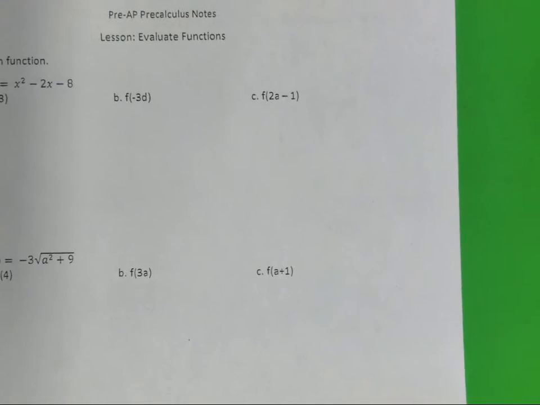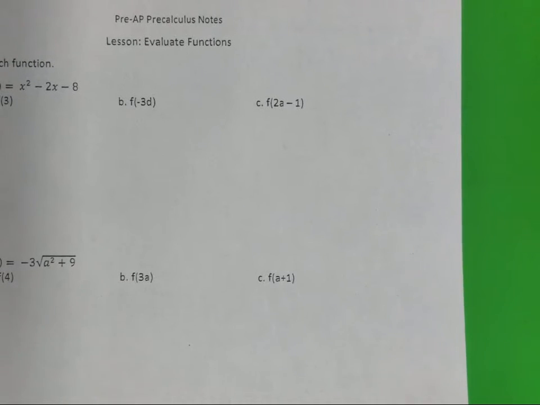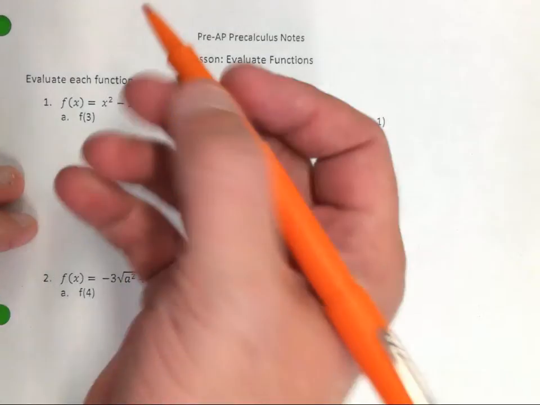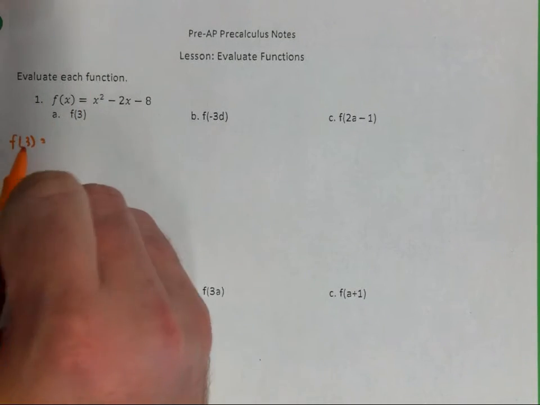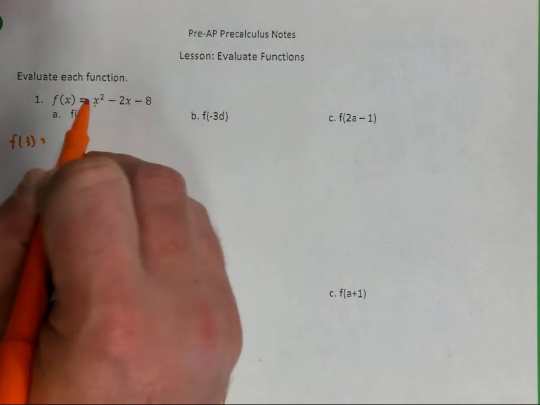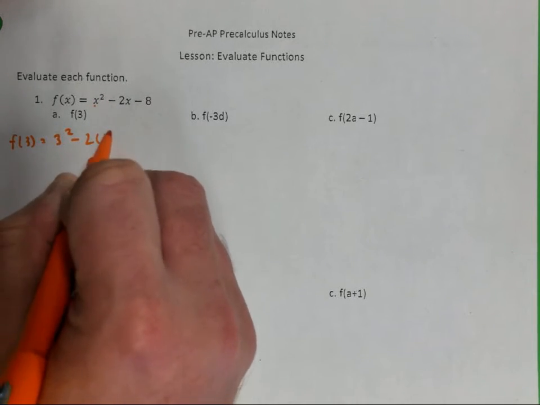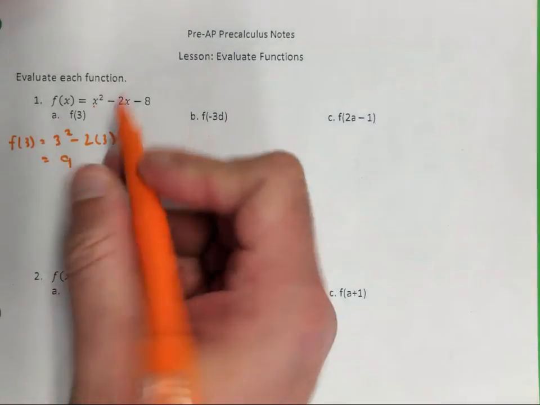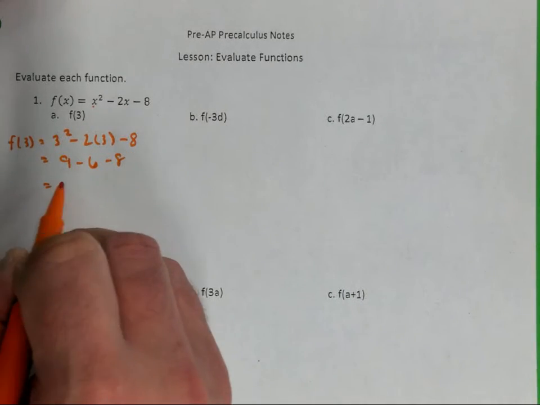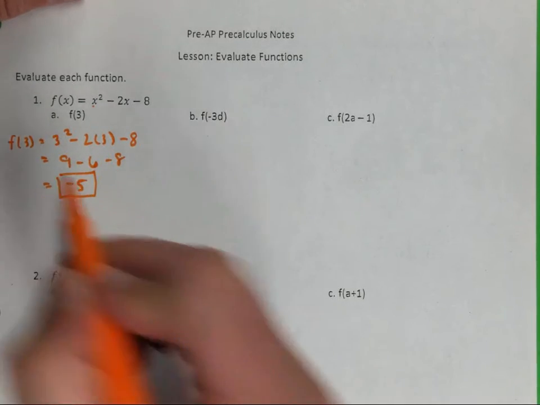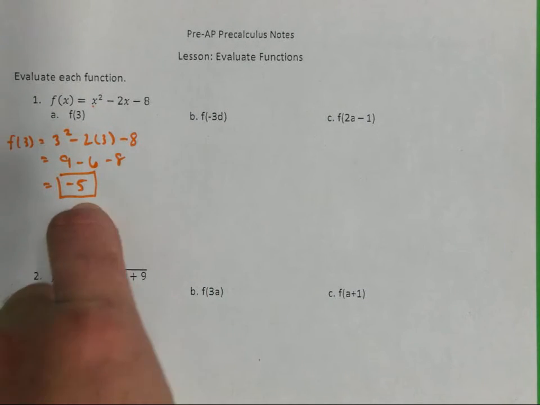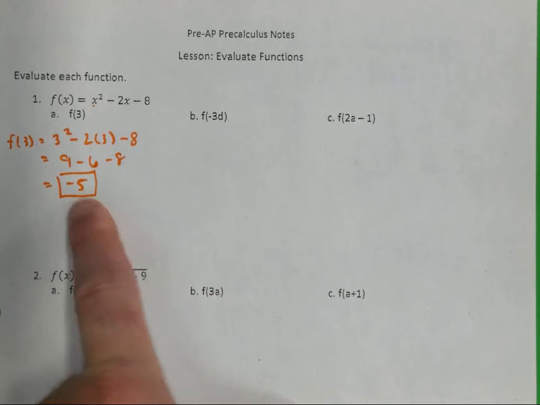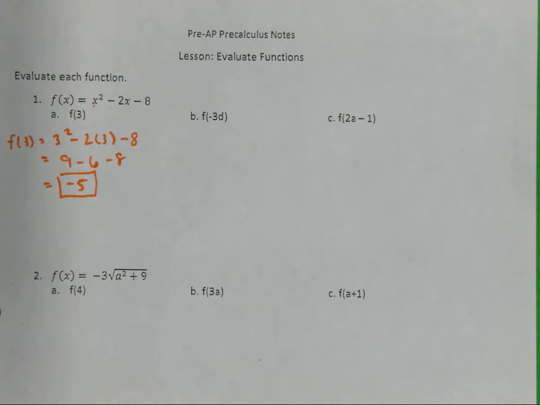Number one, f of 3. So what I'm going to do, f of 3 equals, wherever there's x, that's where I'm going to plug in. Wherever there's a variable, I'm going to plug a 3 in. 3 squared minus 2 times 3 minus 8. Y'all remember doing that last year? Order of operations. 3 squared is 9. Negative 2 times 3 is negative 6. That gives me negative 5. That's my output. My input is 3. My output is negative 5. Box your answer. Now, if I asked you to put that in an ordered pair, how would you express this as an ordered pair? 3, negative 5. Because if I was to graph that relation, that's what it is.